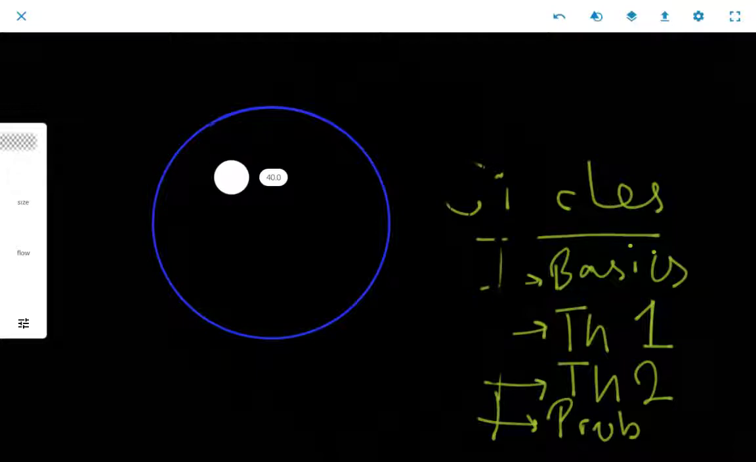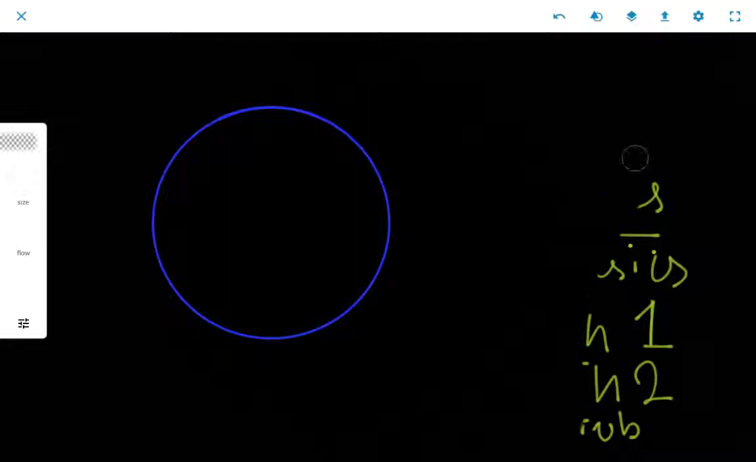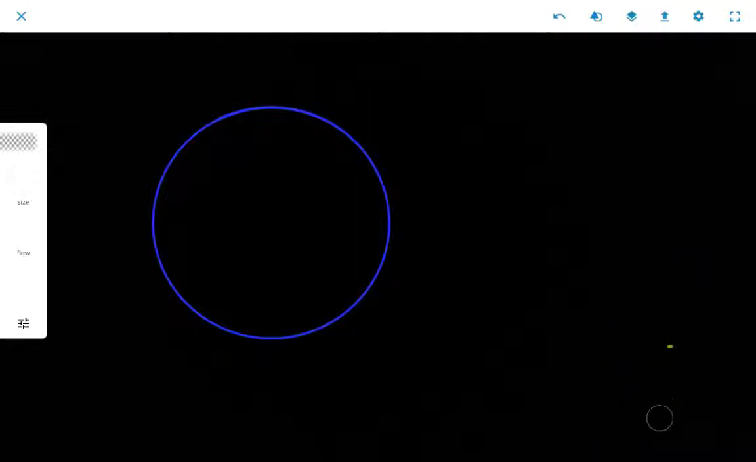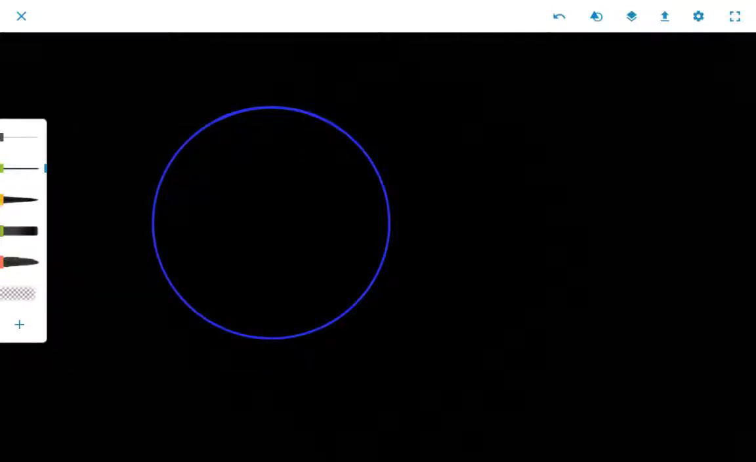So first, let's talk about circles. You can see this thing beside this, that's a circle. That's how a circle looks. So what is a circle? It is a path of all points that are equidistant from a fixed point. That is called a circle.